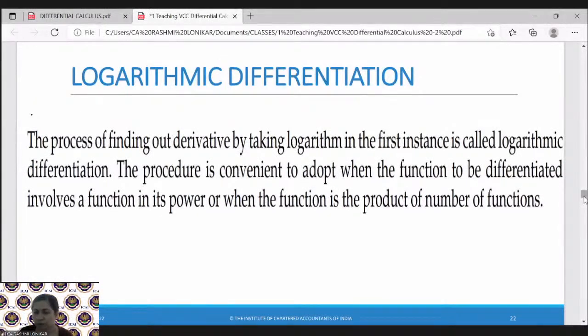So the process of finding out the derivative by taking logarithm in the first instance is called logarithmic differentiation. The procedure is convenient to adopt when the function to be differentiated involves a function in its power, or when the function is a product of a number of functions. So when do you use it? When it is necessary to simplify. If it is already a simple equation, you don't have to do it. All these processes are there for you to be able to solve it quicker. So don't complicate it when there is no requirement.